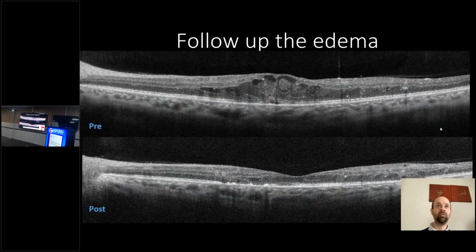However, the tomography here shows us the efficacy, but it also shows us how the structure responded to the treatment, and how the disruption of the ellipsoid zone can explain why the patient didn't have a perfect vision after the treatment.